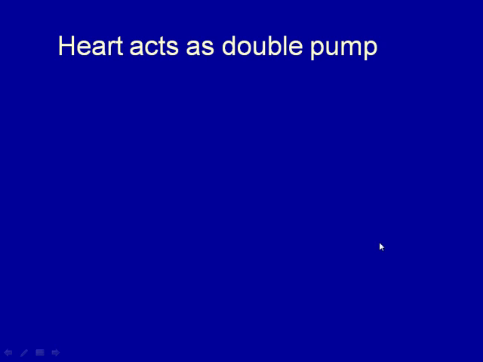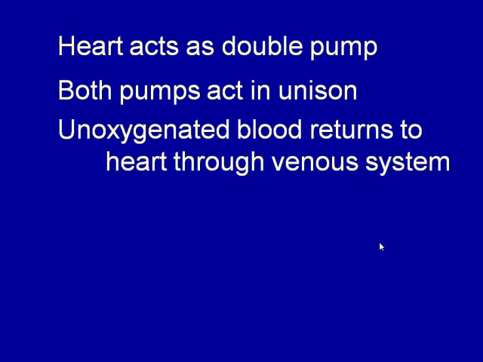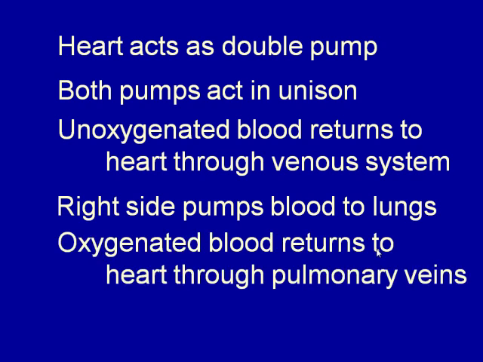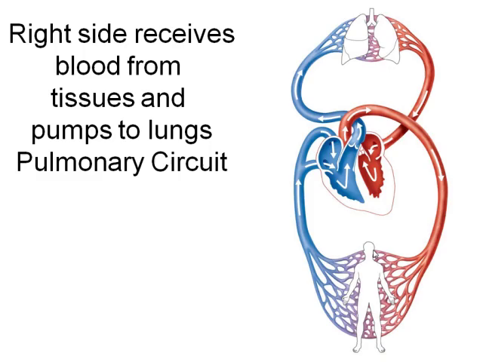The heart acts as a double pump, but both of the pumps act in unison. They pump at exactly the same time. Unoxygenated blood is going to return to the heart through the venous system. The right side of the heart will then pump the blood to the lungs because this unoxygenated blood comes back to the right atrium. The oxygenated blood will then return to the left side of the heart through the pulmonary veins, and the left side will pump the blood to the whole body.